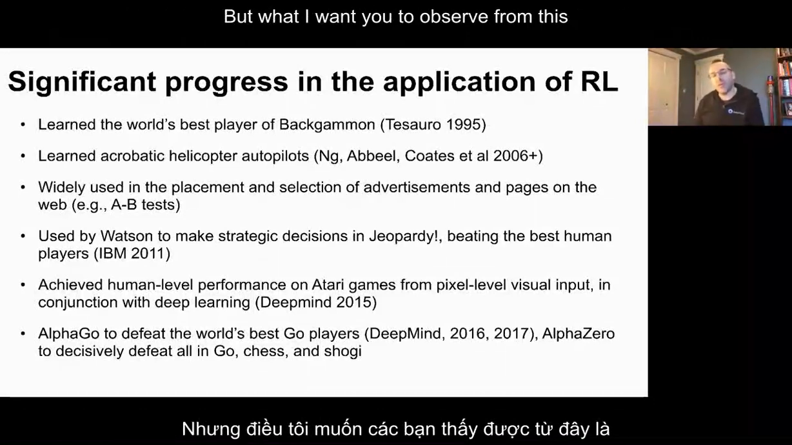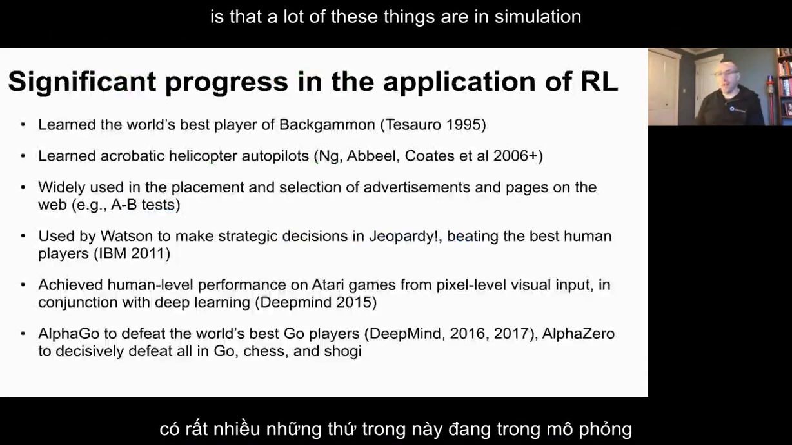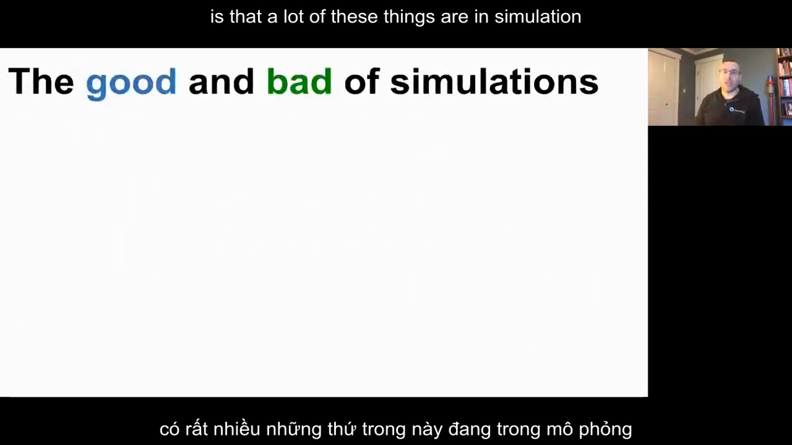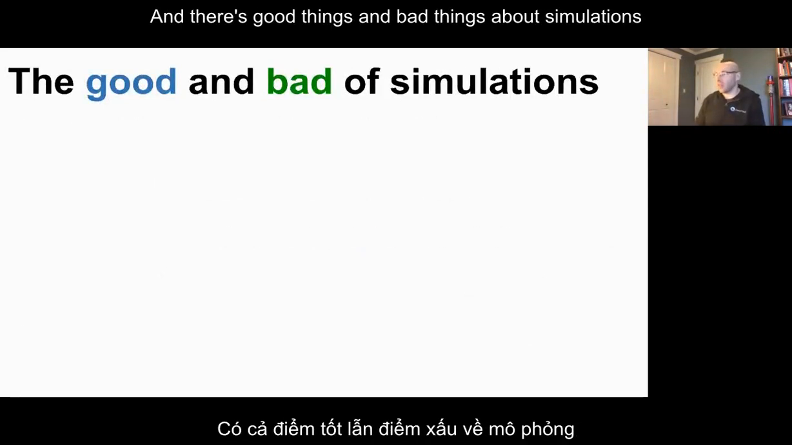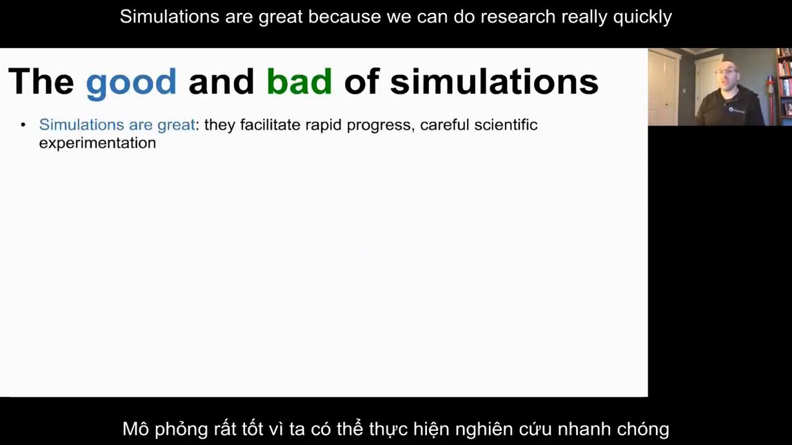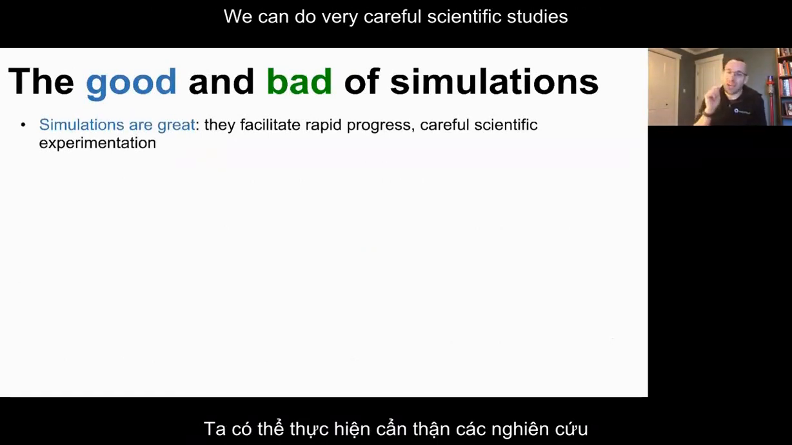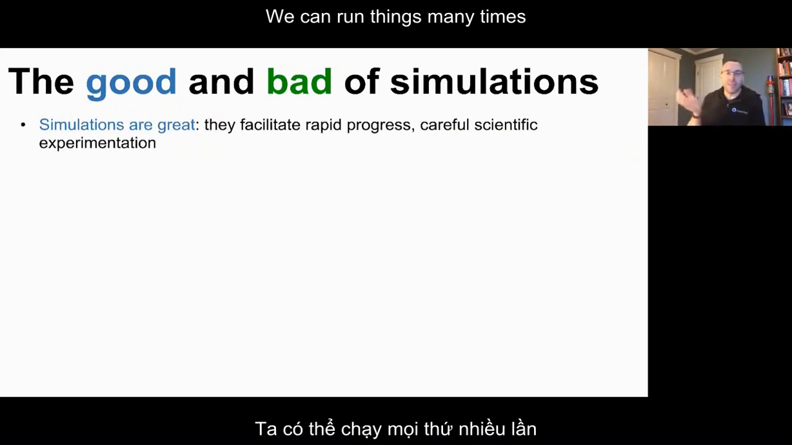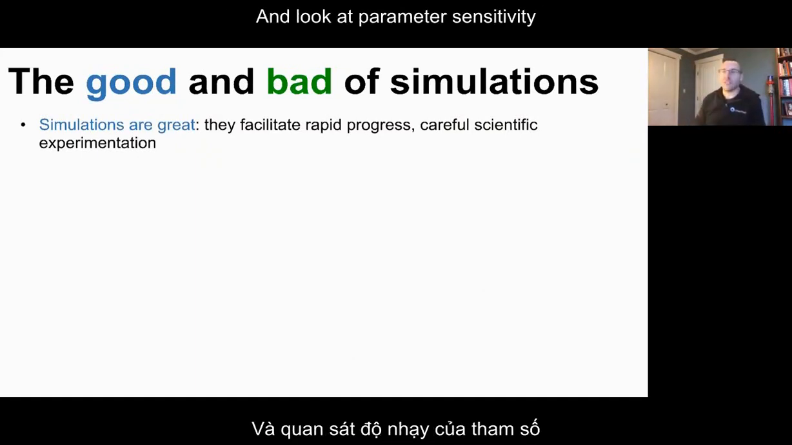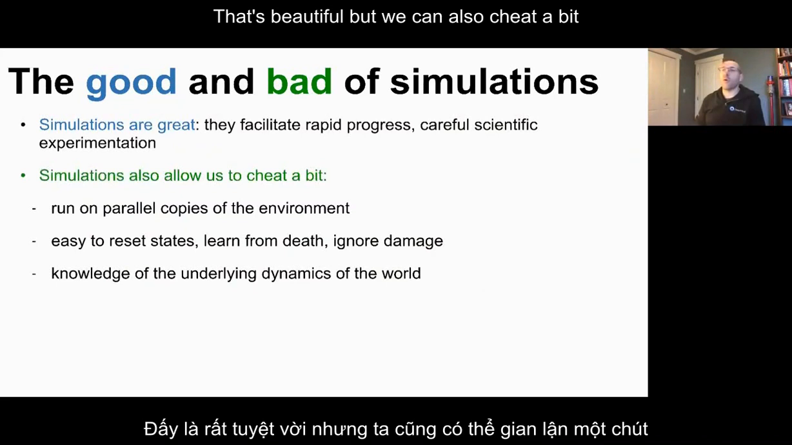But what I want you to observe from this is that a lot of these things are in simulation. And we care about the real world. And there's good things and bad things about simulations. Simulations are great because we can do research really quickly. We can do very careful scientific studies. We can run things many times and look at parameter sensitivity. That's beautiful. But we can also cheat a bit.